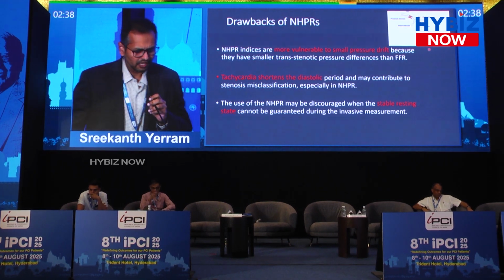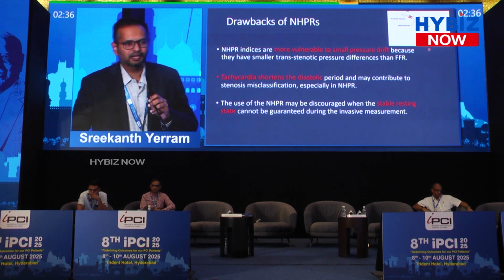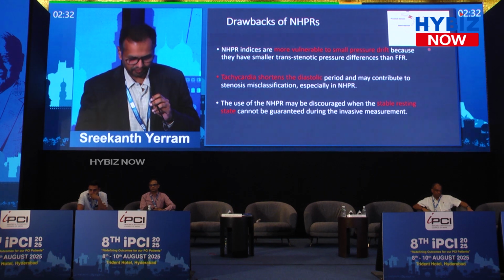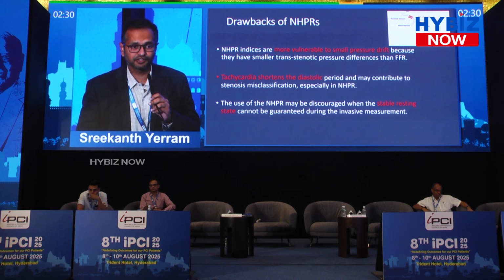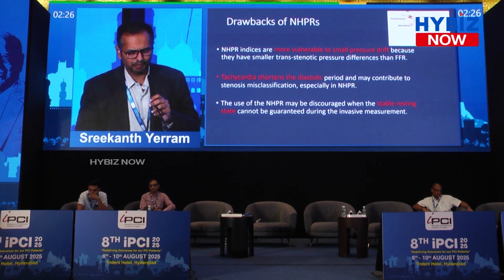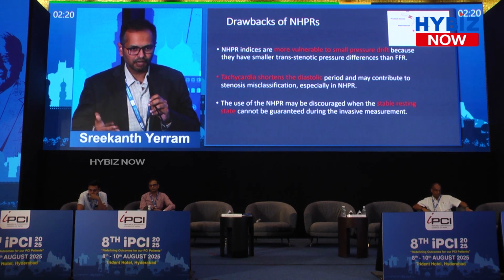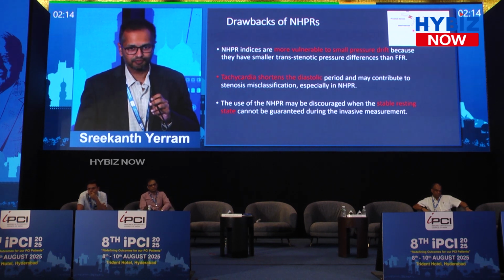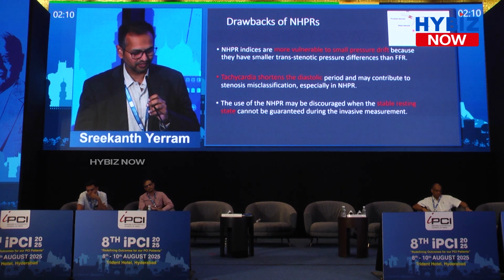So coming to what are the fallacies in measuring these? When you have serial stenosis in an artery and you're measuring FFR, for example, one stenosis will influence the other. The effects of the hyperemia will influence more. This influence is less with all these non-hyperemic indices.